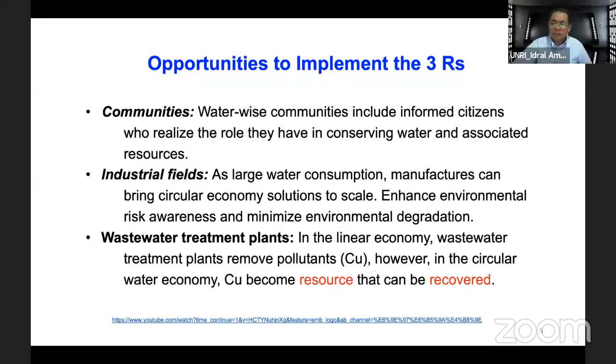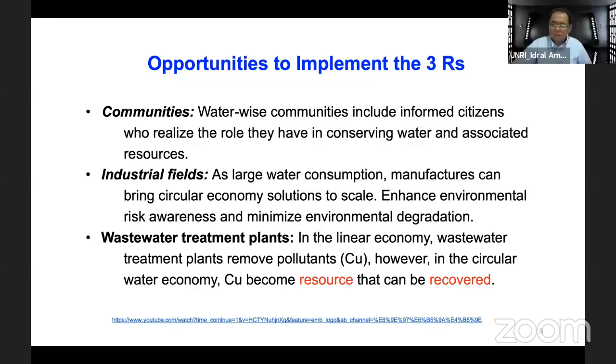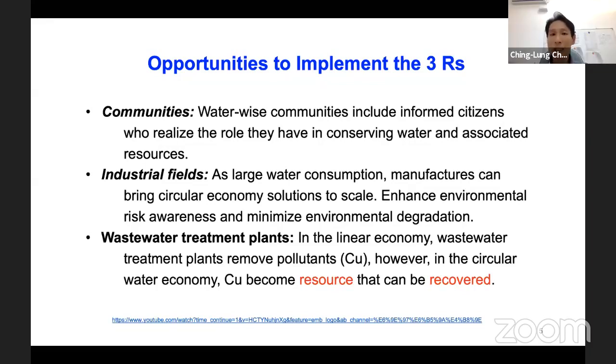And the third one is the wastewater treatment plant. In the traditional linear economy, the wastewater treatment plant removes the pollutant. However, in the circular water economy, the copper becomes a resource and can be recovered. It means we will not waste natural resources, for example copper, because copper is a natural resource. If we don't recover this material in the future, the copper will be used up, and we will not have copper to use anymore.